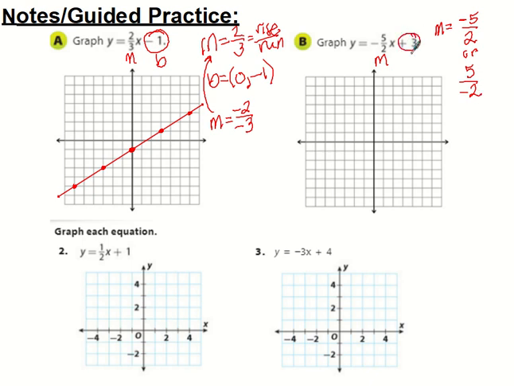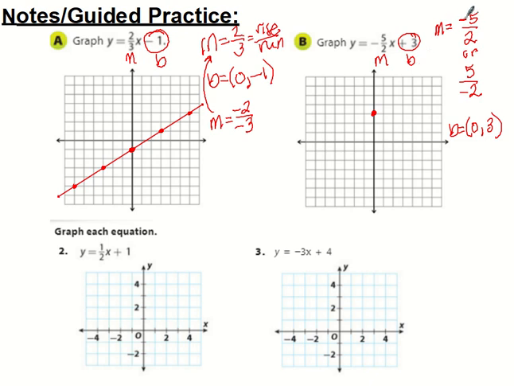Here's our b. So our b is going to be at (0, 3), because it's a +3. So we're going to start here. This is where we always start. So 1, 2, 3.